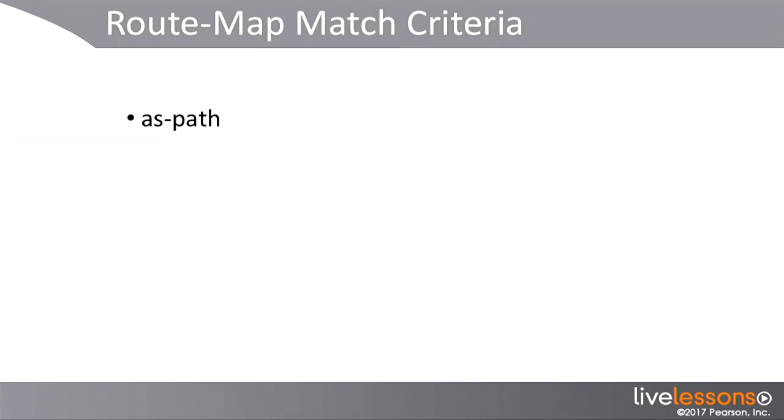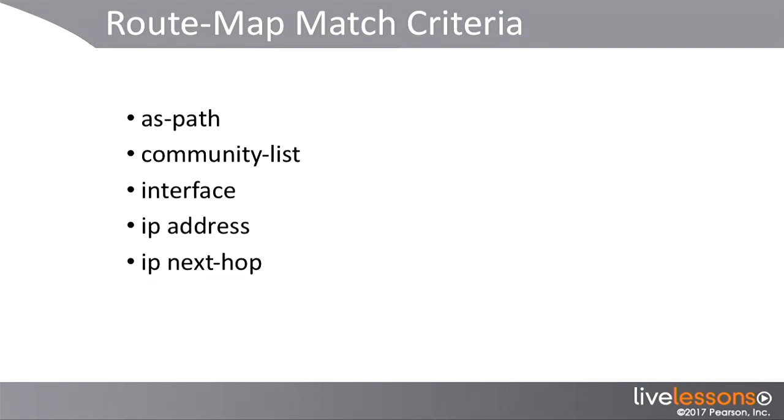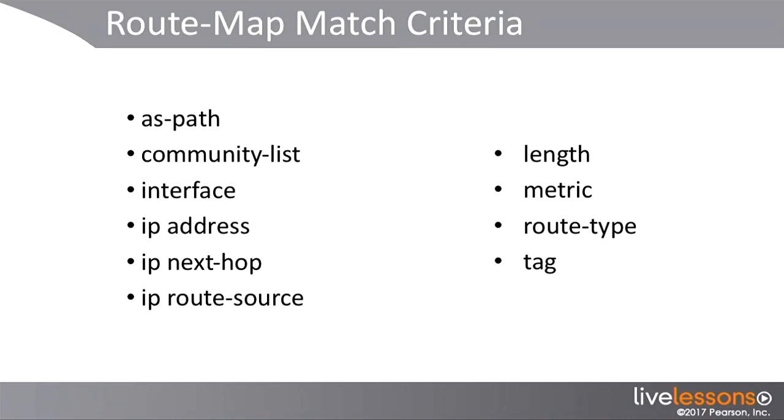Under the route map, there are different match criteria. You can match on AS path, community list, interface, IP addresses, next hop values, route source, length of the prefix, metric, route type, and tags. Tags are one of the common ways, similar to community list, where you can set a tag on a prefix and match the tag on the other side.